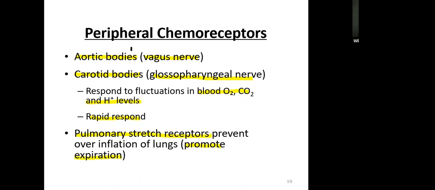So these are our peripheral chemoreceptors. The aortic bodies via the vagus nerve, the carotid bodies via the glossopharyngeal nerve, which respond to fluctuations in blood O2, CO2, and hydrogen levels, and it's a rapid response. And we have our pulmonary stretch receptors, which prevent overinflation of the lungs and ultimately promote expiration. These are the only 3 points you need to know in relation to the peripheral chemoreceptors: aortic bodies, vagus nerve; carotid bodies, glossopharyngeal; pulmonary stretch receptors.